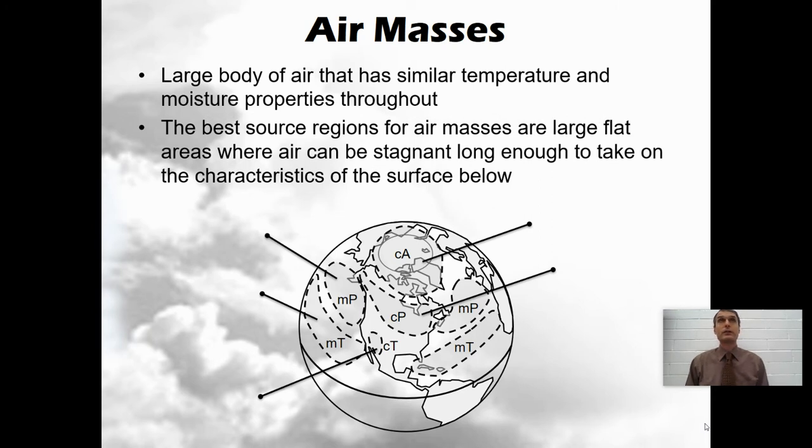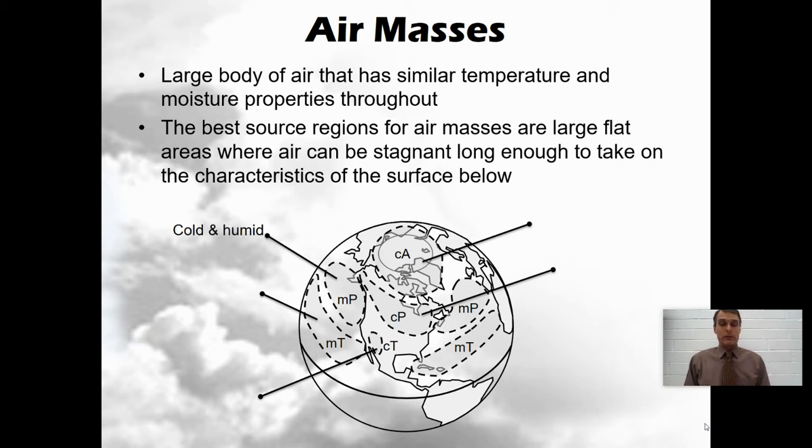Well, most air masses form over large flat areas, and the air stays there long enough to absorb the properties of the area that it forms above. So we can think about it: if it's forming above the ocean, it's probably going to be wet. If it's forming above land, it's going to be dry. If it's forming above an area that's cold, it's going to be cold. And then if those air masses move into an area, they're going to bring those properties of moisture and of temperature into that area.